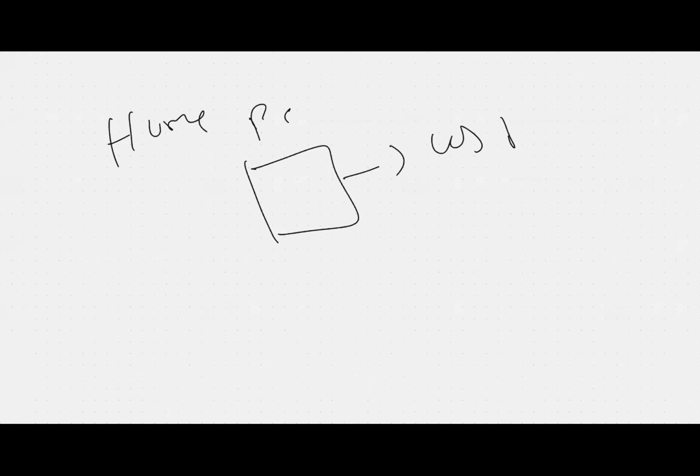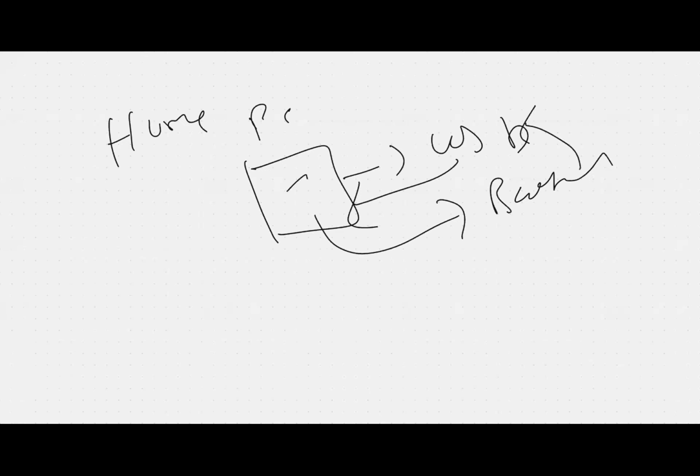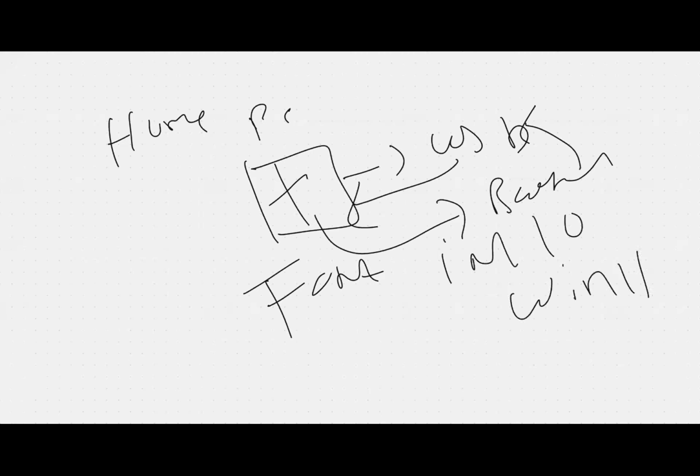So for a home PC, you have the PC, you have a USB. You connect, take the backup in the USB, and you're done. If something happened, you format, install Windows 10 or 11, restore from the USB. You have all your data backup. Okay. Any questions? Okay.